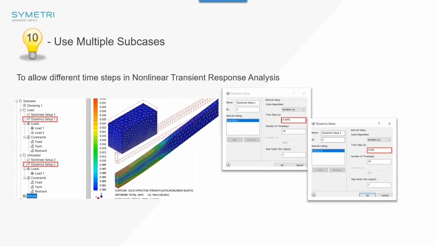So you can create, again, different subcases. The reasoning here is different. You want to create different subcases so you can specify different time steps. In the picture on the right-hand side, we have a 5 millisecond time step. So you can have different subcases to do this type of thing.